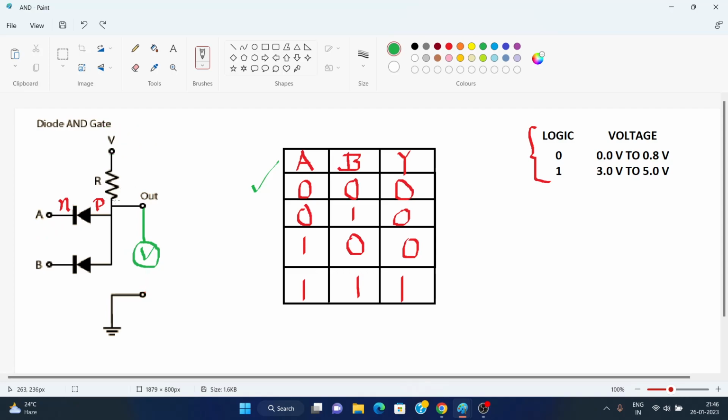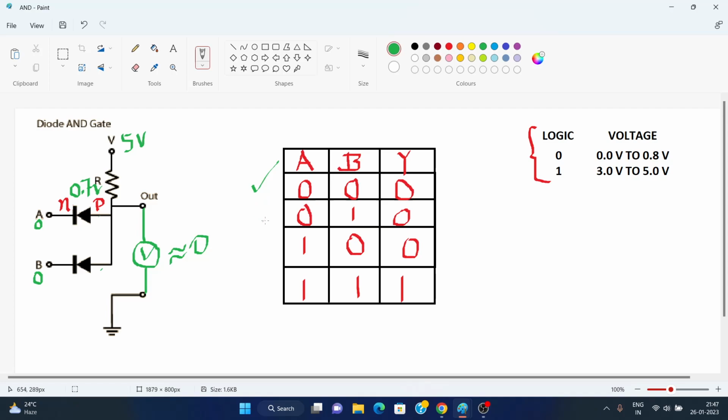Now for the first case, when A and B both are 0, both of the diodes will be in forward bias, because here it is 5 volts, and on this side it is high voltage, on this side it is 0 voltage, so both of the diodes will be in forward bias and current will pass through them, and in turn we'll get nearly 0.7 volt drop across both of the diodes, so we'll get the output as 0.